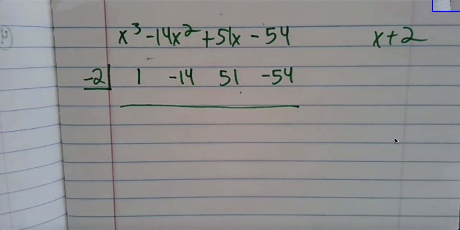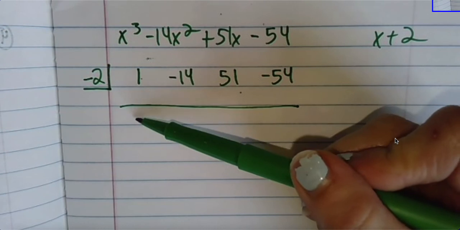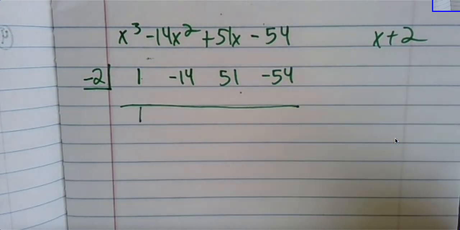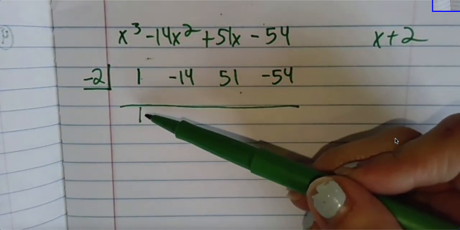Now, the first thing you do is you don't multiply yet. You bring this down. That's our 1. There's going to be a pattern, like the last one. You're going to start with an x squared, since we start with x cubed. This is going to be our first coefficient in a second.